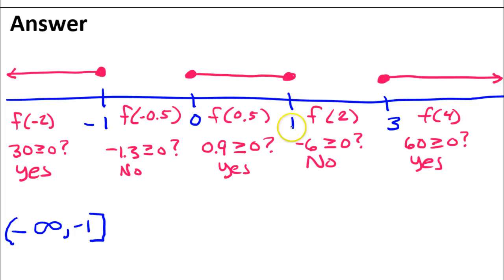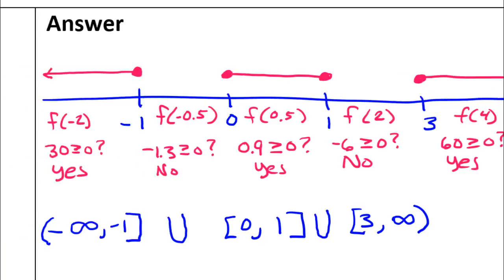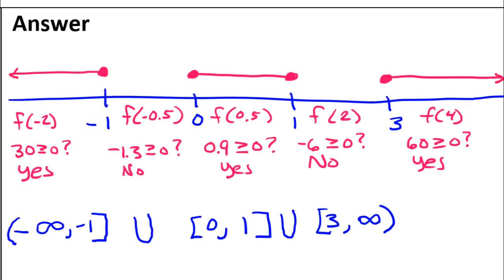And then we have 0 to 1. So we're just going to go bracket and from 0 to 1. And I'm going to put a union symbol in between to join these together because it's all part of one solution set. And then we have our final interval from 3 to +infinity. So I will go from 3 to +infinity, bracket, parentheses, and another union symbol between. And that's it for problem number 1.